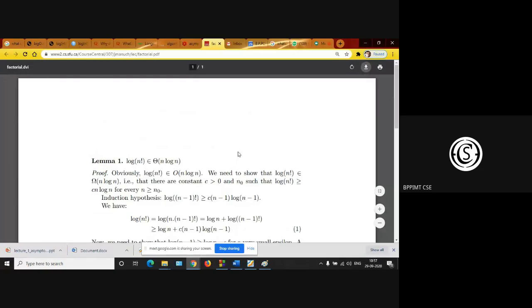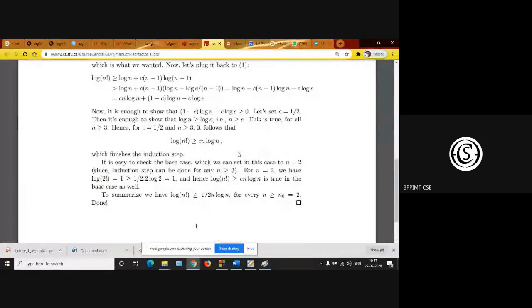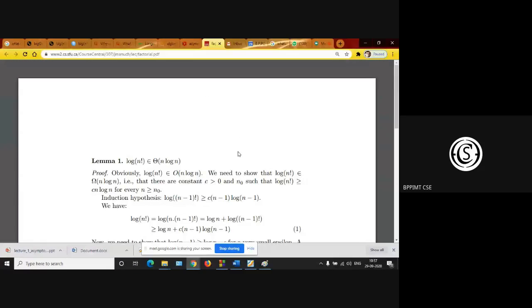Okay, sir. Another proof. There are several proofs. I will send the several ways that are available in the website. lg n factorial is less than or equal to n lg n, with c value 1 and n naught value 2, for n greater than or equal to 2. At the same time this is greater than or equal to n lg n.